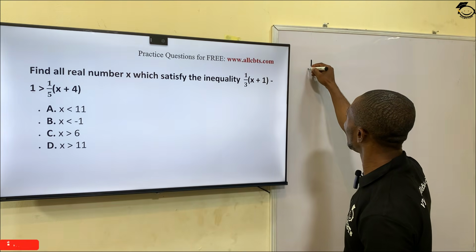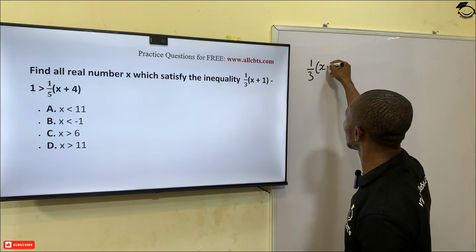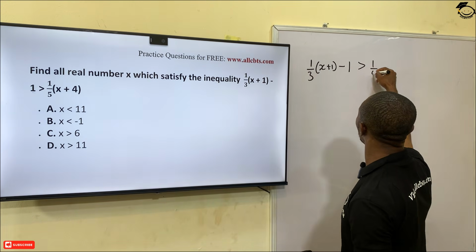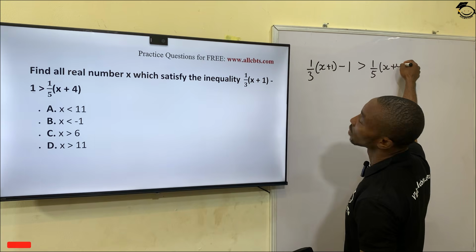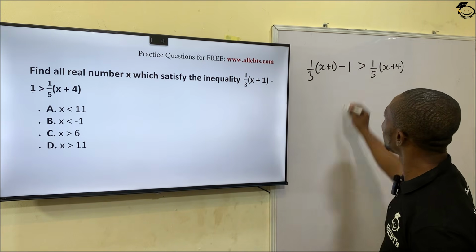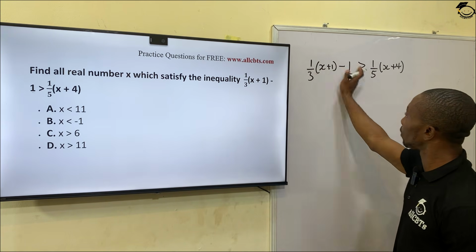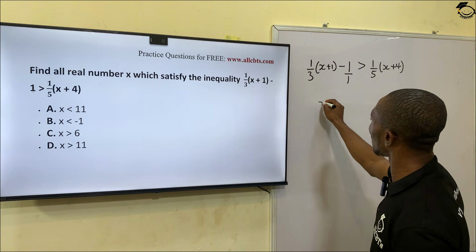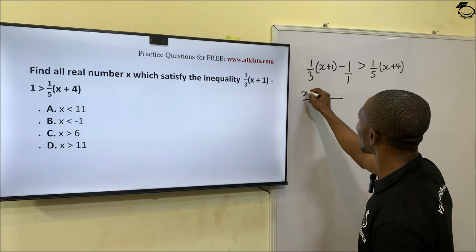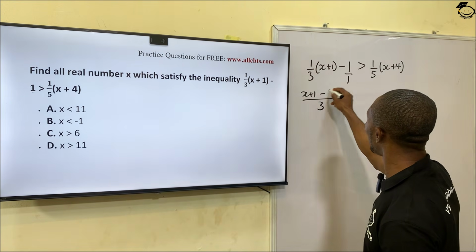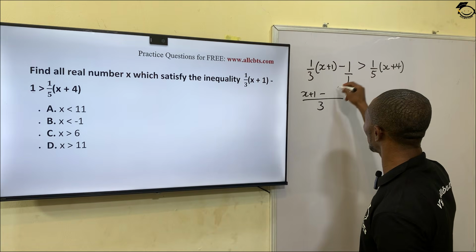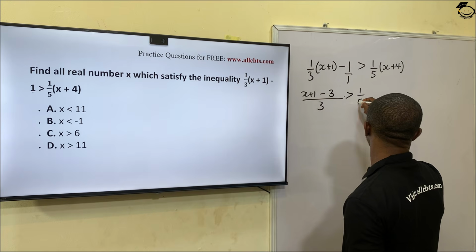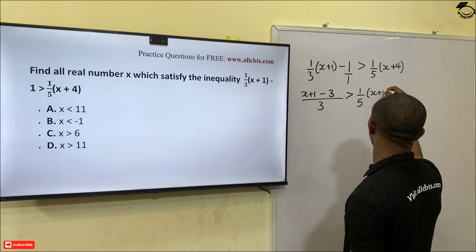And the inequality is given as 1 over 3 bracket x plus 1 minus 1, is greater than 1 over 5 bracket x plus 4. Now, for us to solve this, we'll first of all clear the fraction on our left-hand side. Having this, we have the LCM as 3. This becomes x plus 1 minus 1 times 3, over 3.